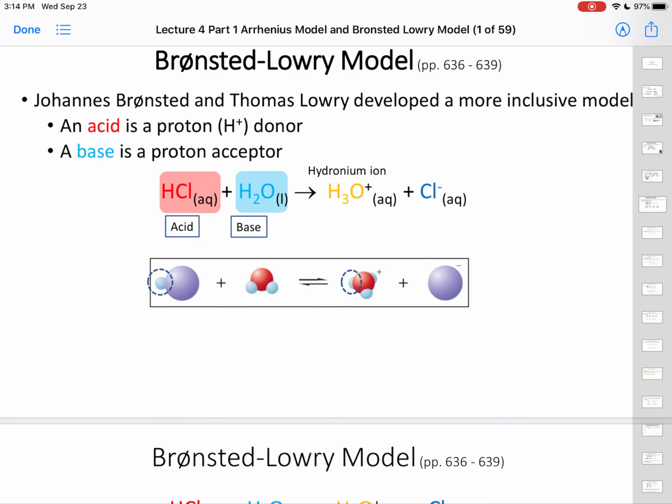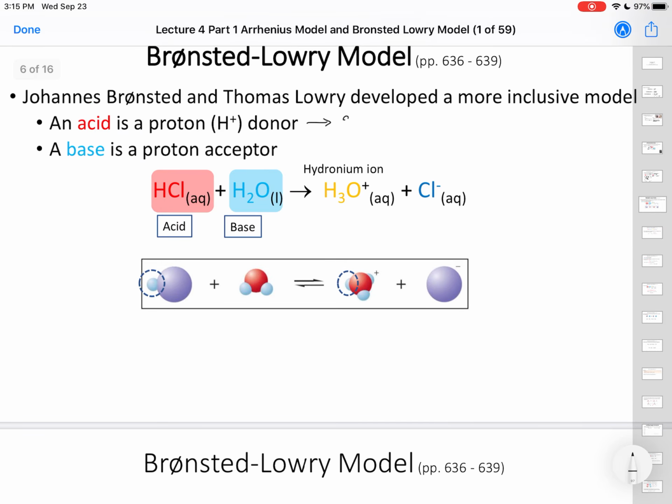So the next model that we're going to cover is called the Bronsted-Lowry model, and it's named after two scientists, Johannes Bronsted and Thomas Lowry. And they developed a more inclusive model in which they defined an acid as a proton donor and the base as a proton acceptor. Okay. Notice in this particular case, it's almost the same definition. It basically means an acid will give away an H plus or can donate an H plus, whereas a base can accept H plus.